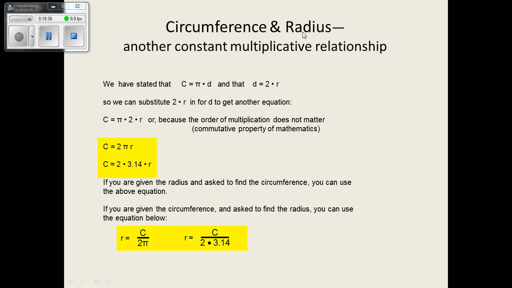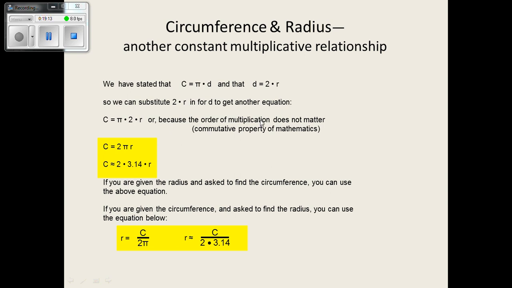Circumference and radius is another constant multiplicative relationship. Since we have stated that the circumference is pi times d and that d equals 2 times r, we can substitute 2 times r in for d to get this next equation, c equals pi times 2 times r. So all I've done is substitute or replace this d with 2 times r because they are equivalent. They have the same value.